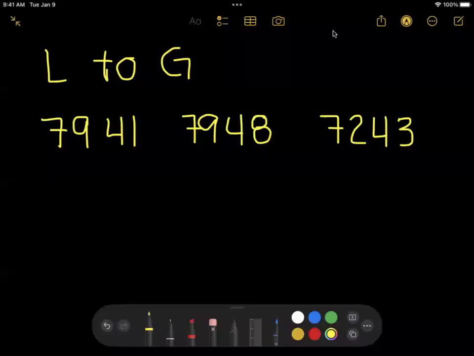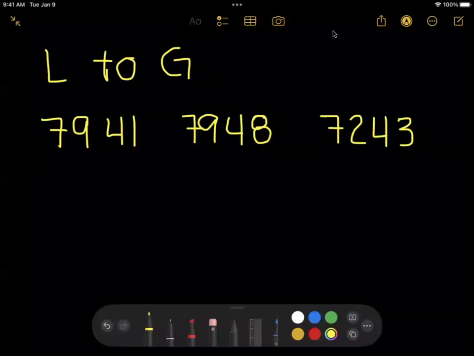Okay, so let's talk about how we put numbers in order from either least to greatest or greatest to least, because we can be asked to do both. For this example, we're going to go from least to greatest. So that's why I have the L and then the G. That's least to greatest. So that means we're going to put these numbers in order from smallest to biggest.